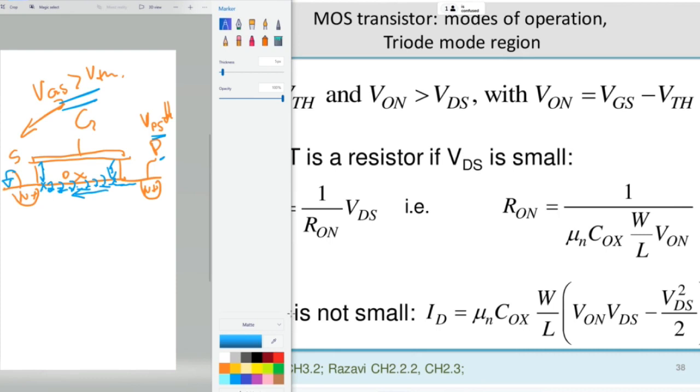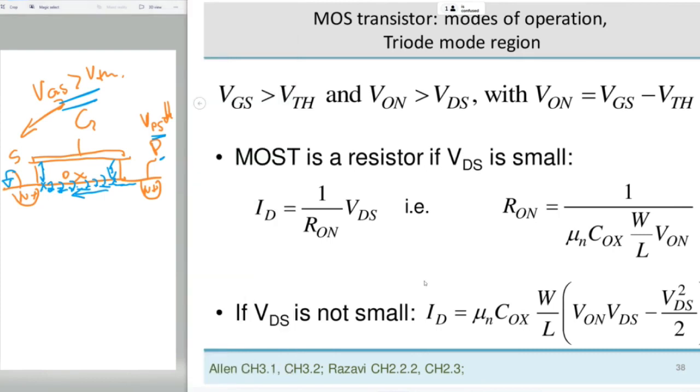So if I increase this drain source voltage, the current will increase. In this mode of operation, you can just say that the MOS transistor behaves like a resistor, and this is valid only if the drain source voltage is small. Then you can just write the equation. This is the current in triode region, the complete current. And then you see if drain source voltage is small, this term becomes negligible.